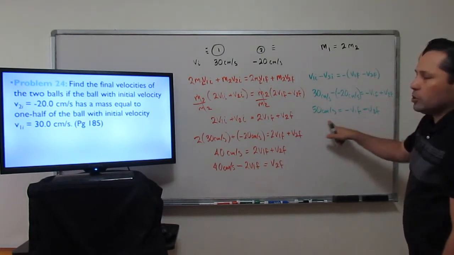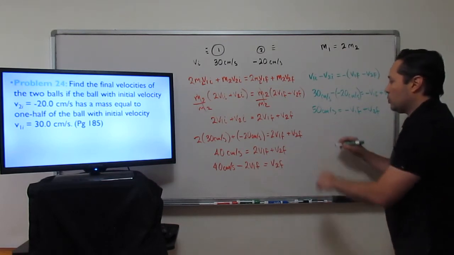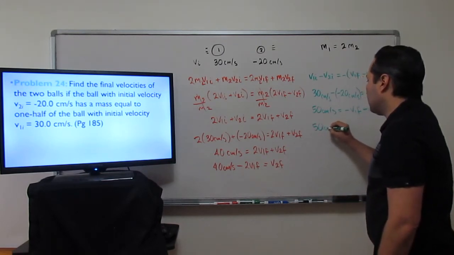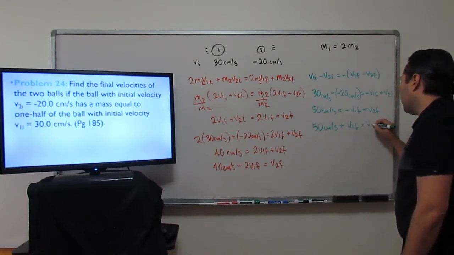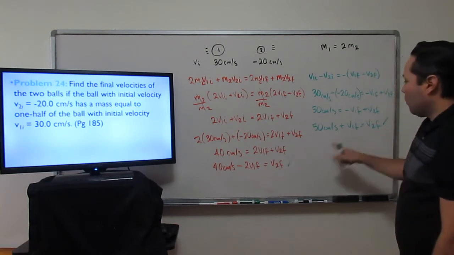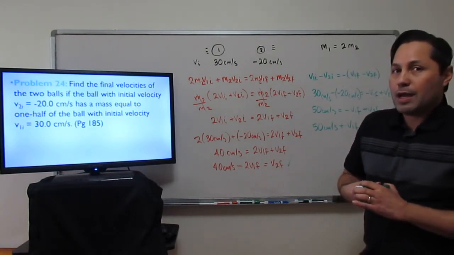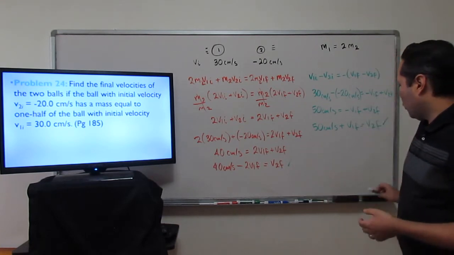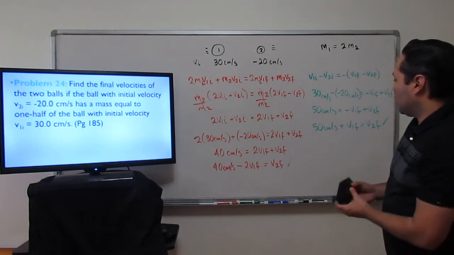And again, our goal is to isolate the V2. So I'm going to move the V1 over to this side. So we have 50 centimeters per second plus V1 final is equal to V2 final. Notice this one and that one both equal V2. So now we can combine them together and create one formula. I need some board space, so I'm going to do a little bit of erasing.